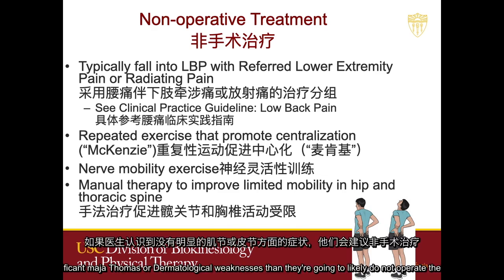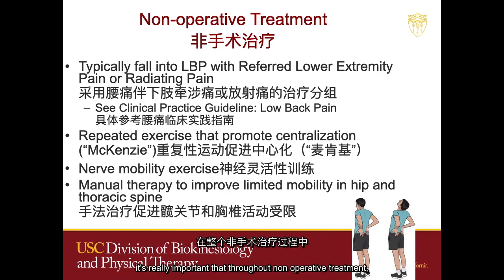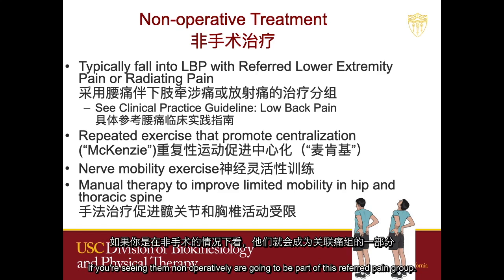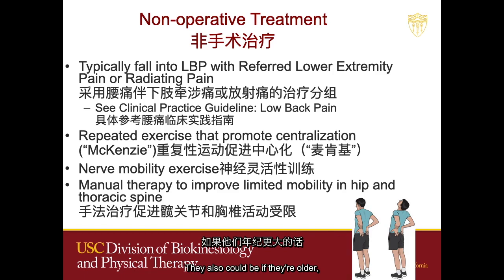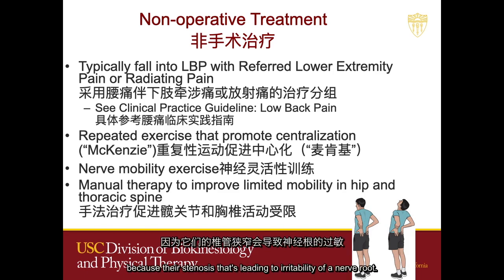So if the doctor is recognizing that there's not significant myotomal or dermatomal weaknesses, then they're going to recommend non-operative treatment. It's really important that throughout non-operative treatment, you're watching those neuro symptoms. So you're looking for things like cauda equina, or those weaknesses, or radiating pain that we talked about that leads to significant sensation changes. But most of these patients, if you're seeing them non-operatively, are going to be part of this referred pain group. They also could be, if they're older, part of the radiating pain group, because there's stenosis that's leading to irritability of a nerve root.